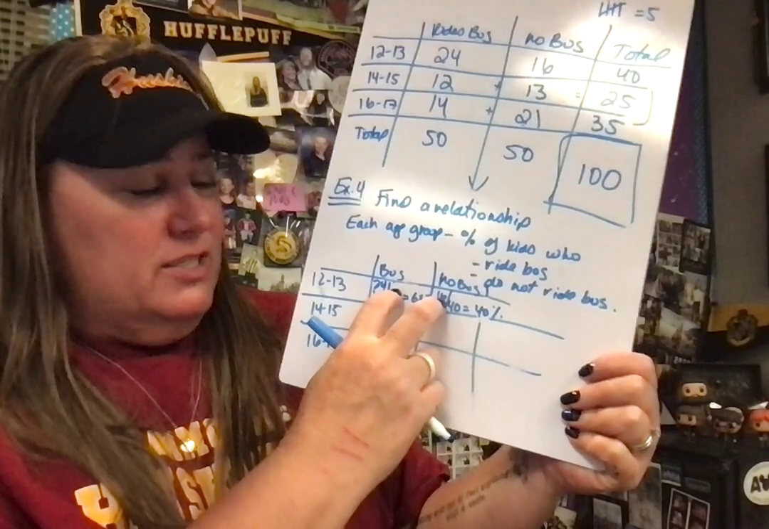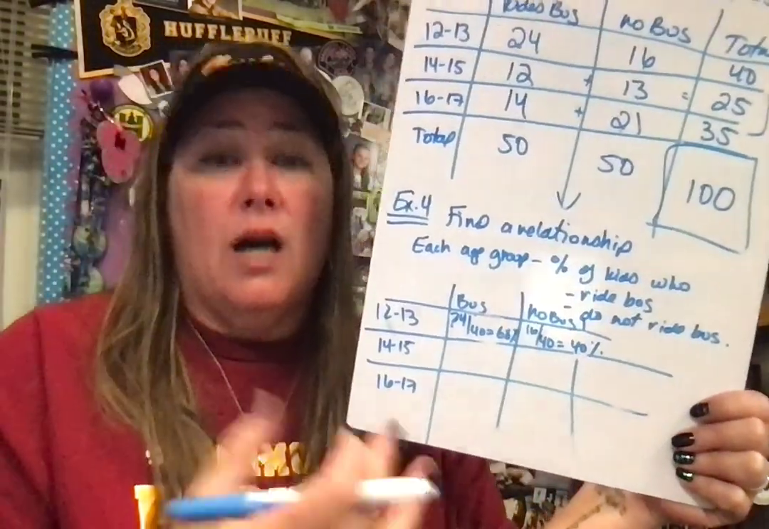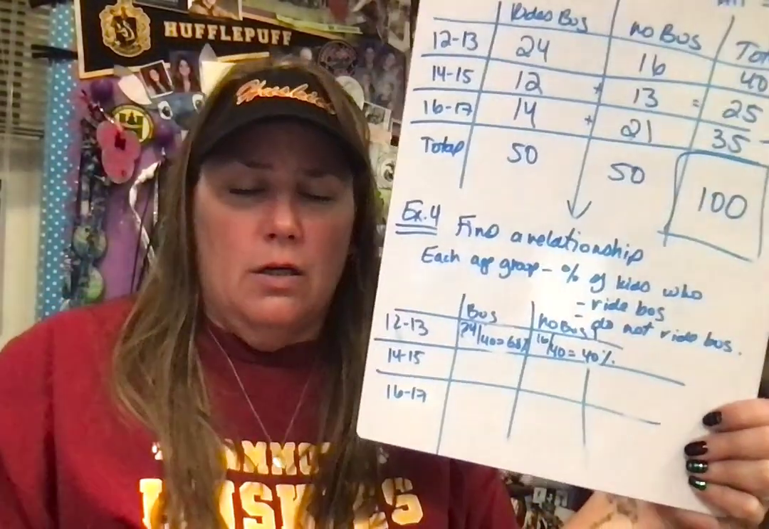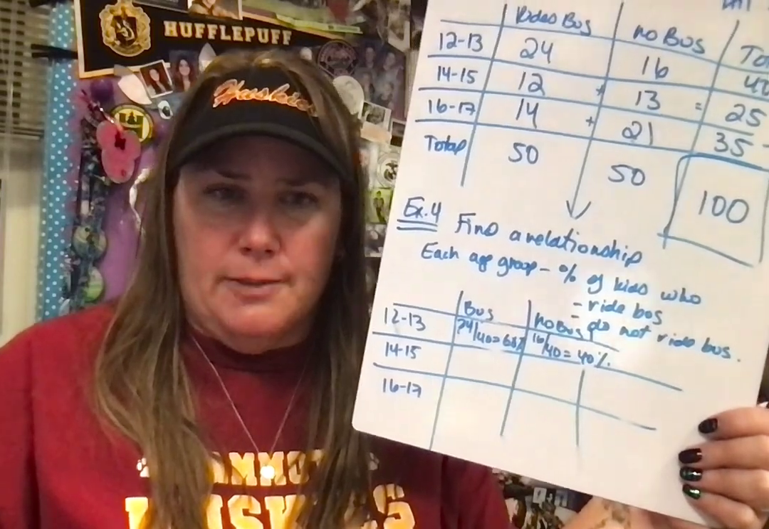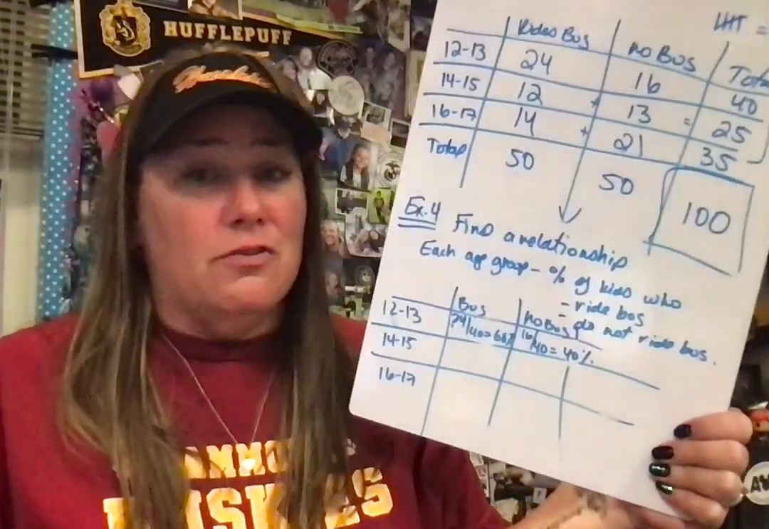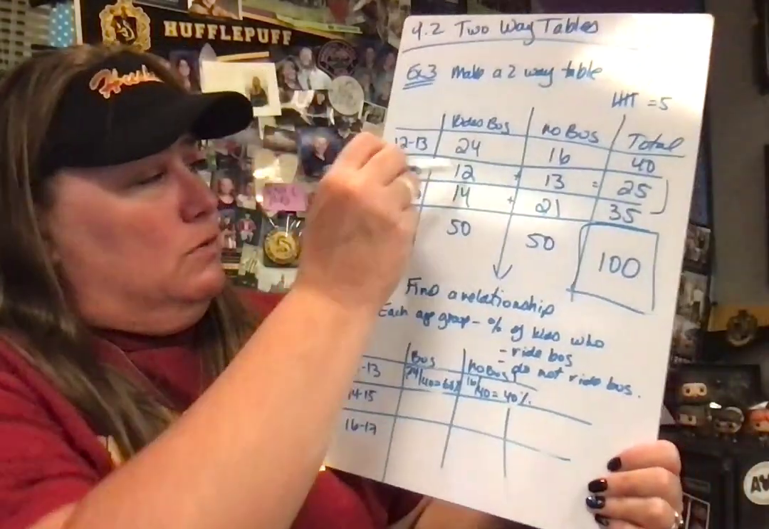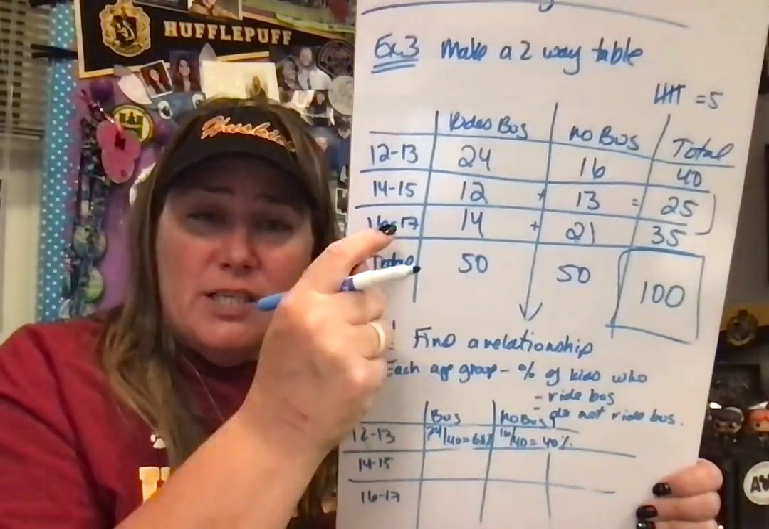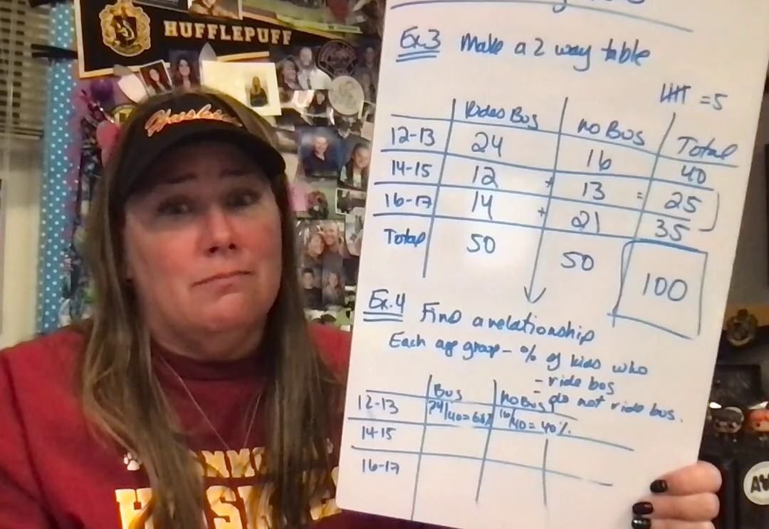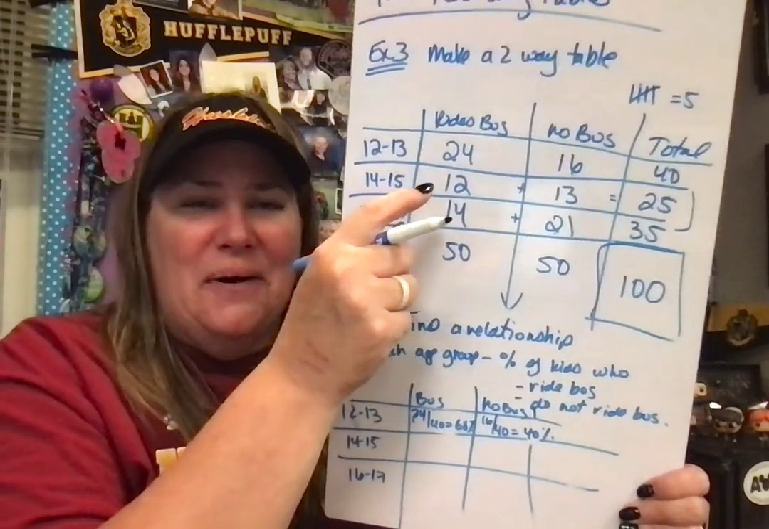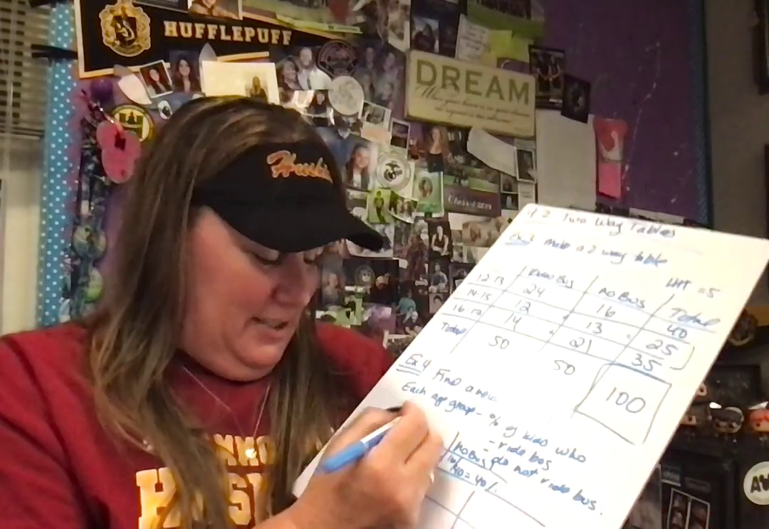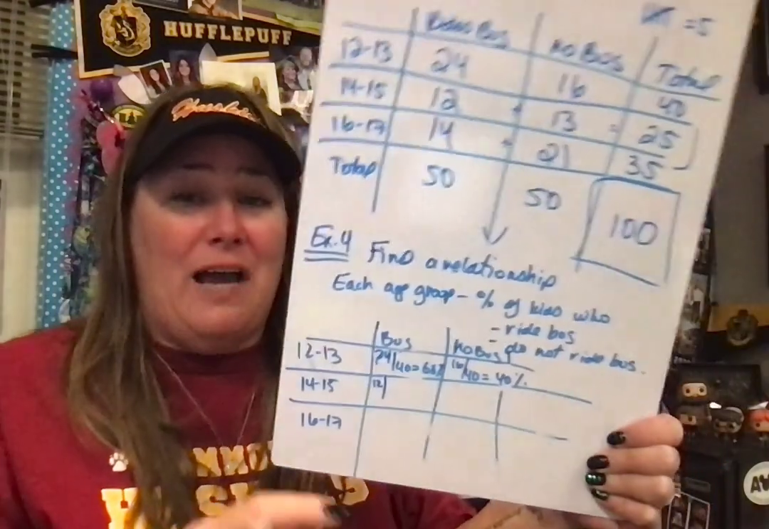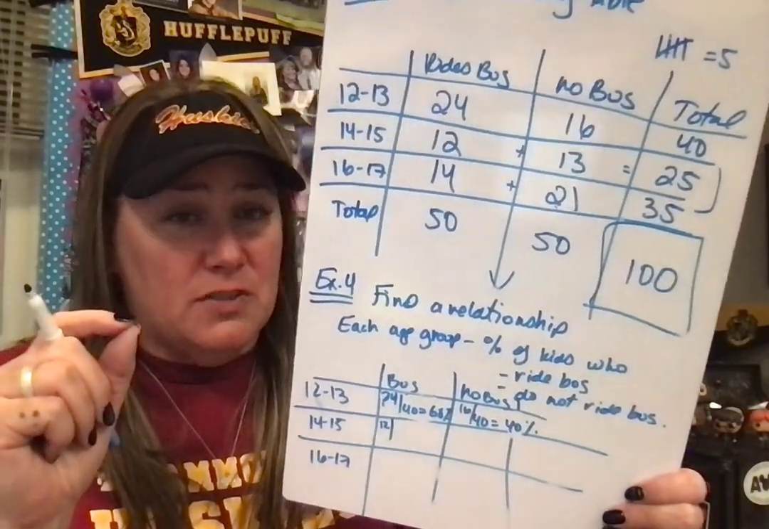So these two have to add up to 100% because it's 100% of the kids who were surveyed between the ages of 12 and 13. Now you're going to do that for all age brackets. So 14 to 15-year-olds. So 12 kids out of how many kids there are 14 to 15?